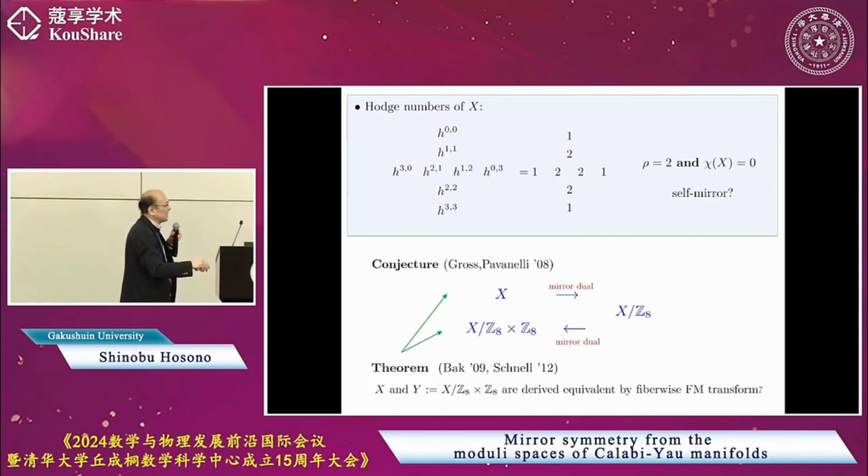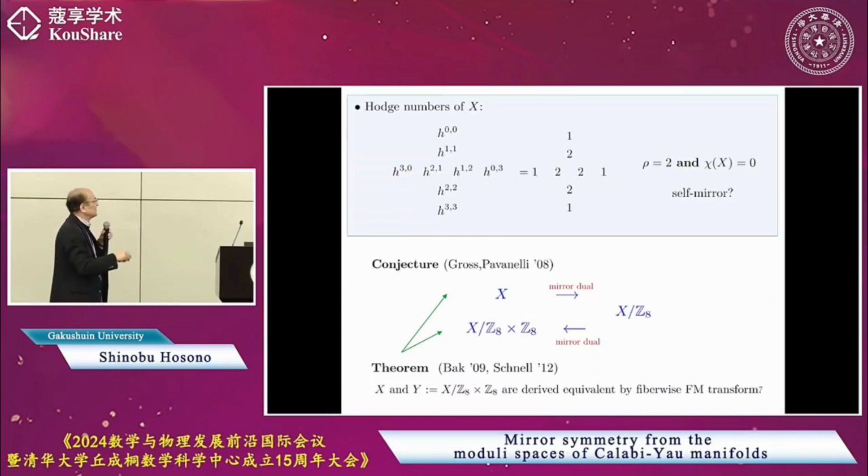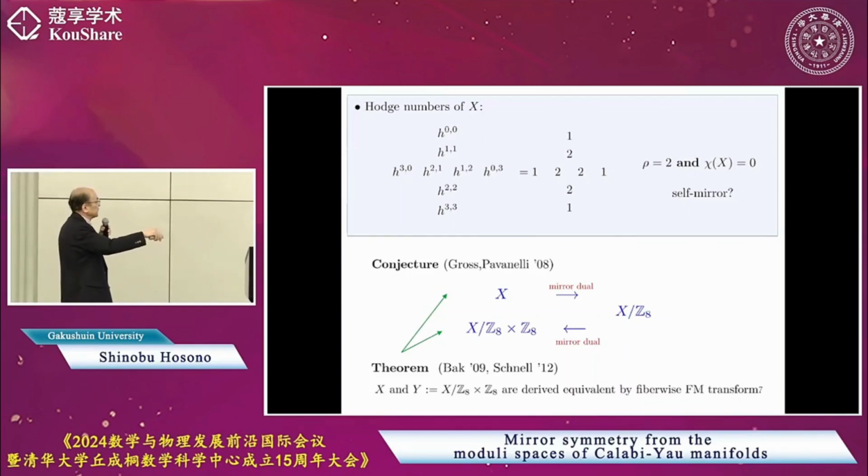And then the mirror of this one should be Z8 cross Z8. They came to this somehow as a conjecture. Supporting evidence for this conjecture is that this one has a fibration by abelian surfaces, and this Calabi Yau is the dual fibration, fiber-wise. Because of that, these two are derived equivalent. That's a pretty nice picture supporting this mirror symmetry conjecture.